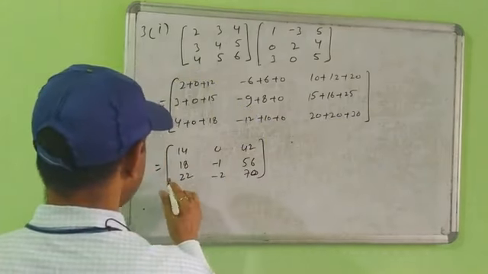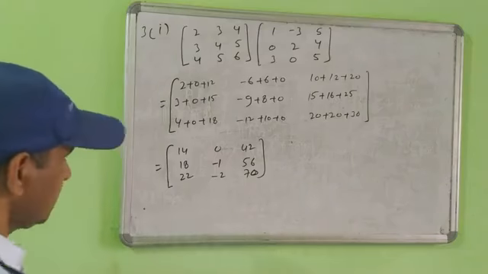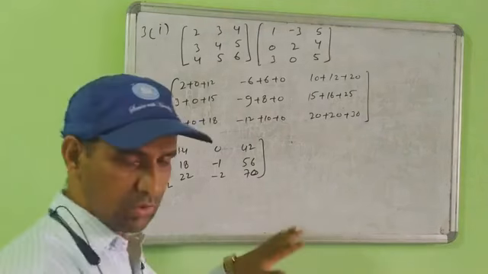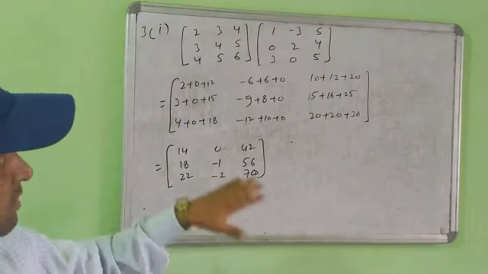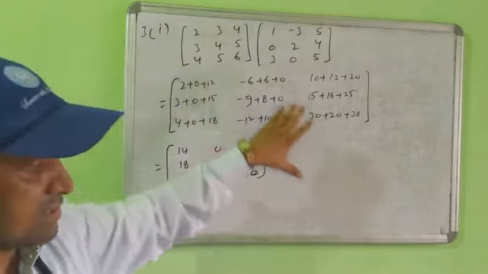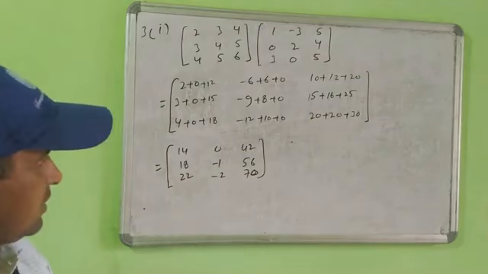In this way you will get the answer. The multiplication process is the same. Suppose the order is 2 into 2 or 2 into 3, it does not matter, the multiplication process is the same. Just note it down, then you will get the correct answer.